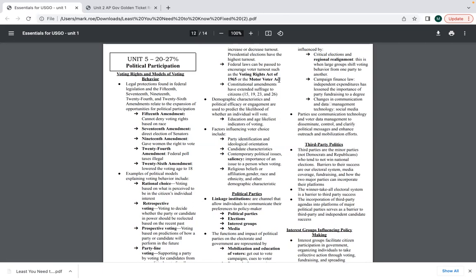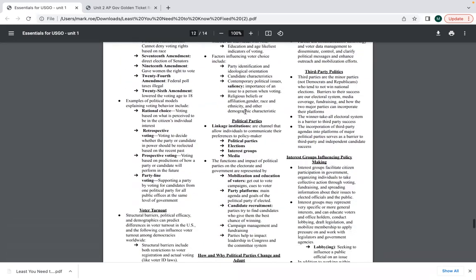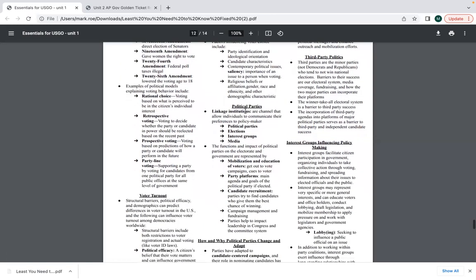Okay, the idea that when people go and renew their driver's licenses, at the same time they are offered the opportunity to renew their voter registration. So keep that in mind.